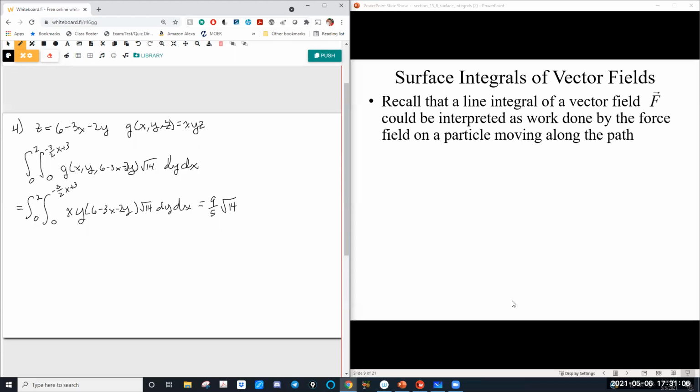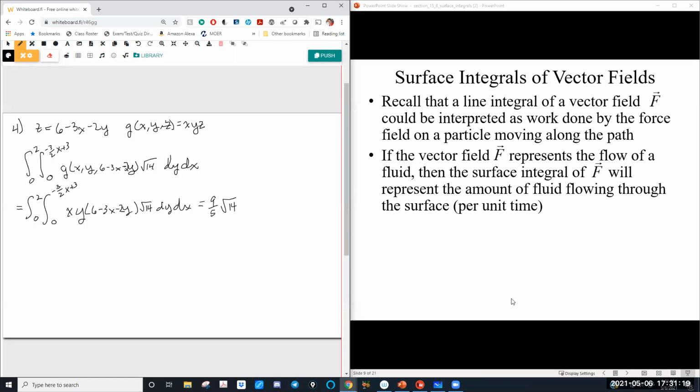When we did our line integral over a vector field, that was basically telling us to what extent our path is going with or against our vector field. So if the vector field represents a flow of fluid, then the surface integral will represent the amount of fluid flowing through the surface. Now, if you remember when we did Green's theorem, there were two versions of Green's theorem. There was the circulation version, which did the line integral, and then there was the flux version that did the flux integral.